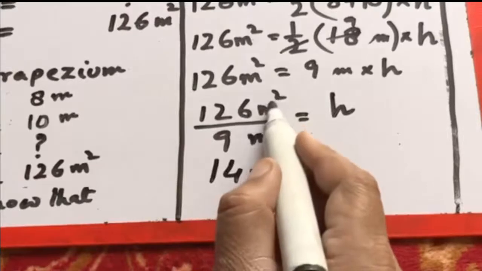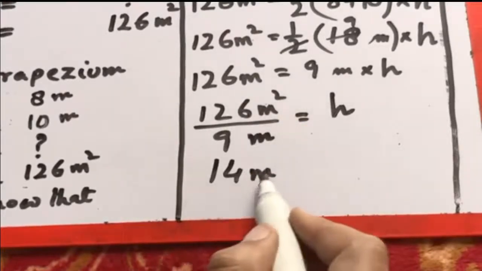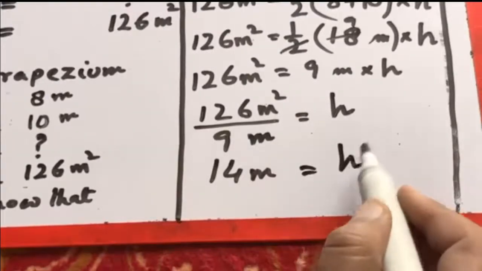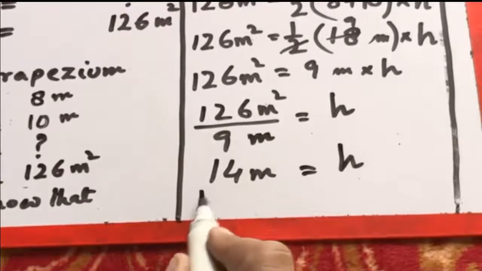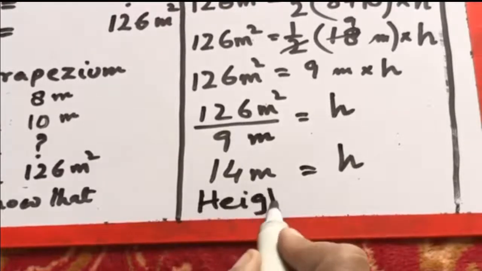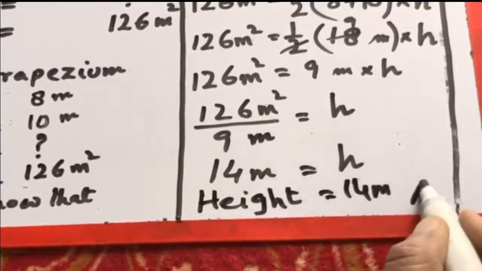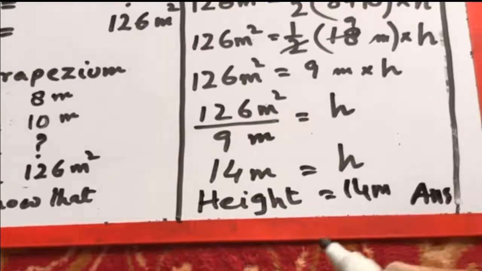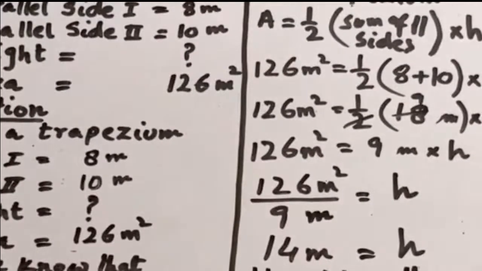Meter will cancel out, 1 meter and 1 meter square, and we have the single meter, so it becomes 14 meter. So in this way we have found the height of the trapezium, which is 14 meter. The height of the trapezium is equal to 14 meter. It is our answer. So we can easily find the height of the trapezium by using this method.